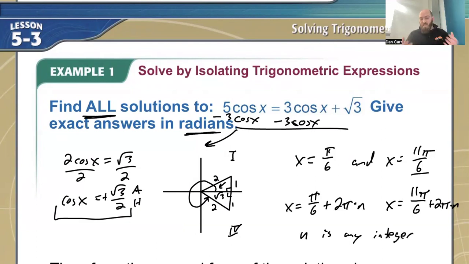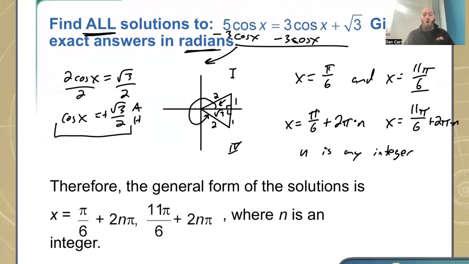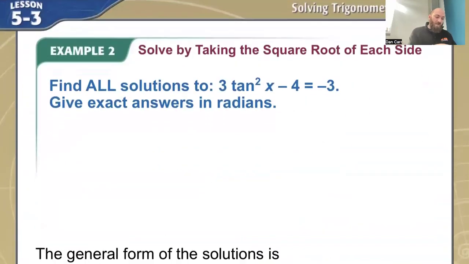Okay, so n is any integer. This is going to represent all the possibilities here. Again, it's this one and every coterminal one around it. That's what I'm saying with this statement. Same thing here. It's this one and every coterminal angle to that one as well. Okay, so same thing on the next one.